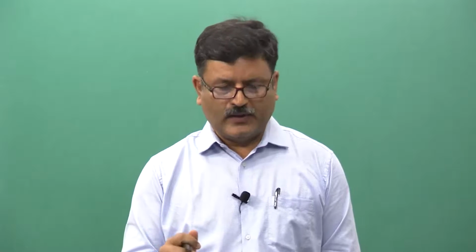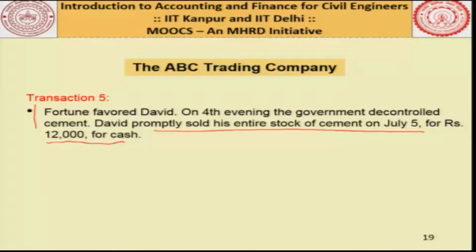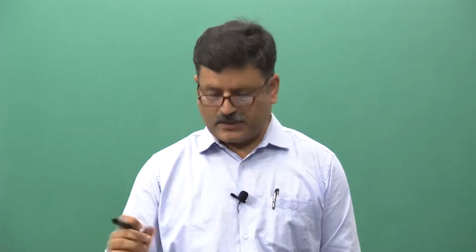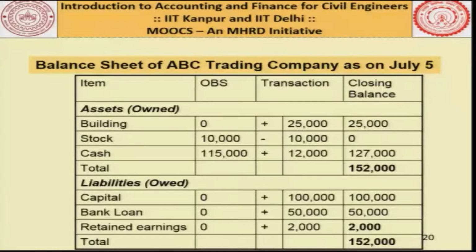12,000 you have earned, right? You had purchased this stock for 10,000. So 2,000 is basically the profit that the company has earned. Now how do we account this profit? You will be surprised to note this particular balance sheet, which is as on July 5. What is represented here is building, there is no change, you purchased it for 25,000, stock 10,000 you purchased, and all stock you have sold out. So this is 0.